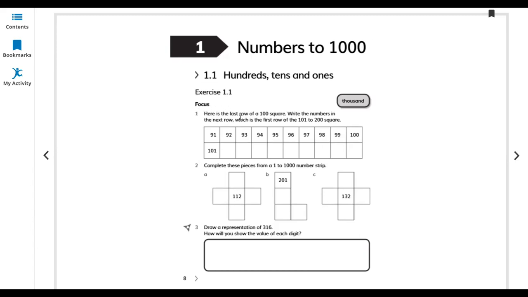Here is the last row of the 100 square. Write the number in the next row, which is the first row of the 101 to 200 square. So let's complete it as it is written. We need to continue as above: 91 until 100, so 101. Like this, we need to continue. Let me make the screen a little bigger.